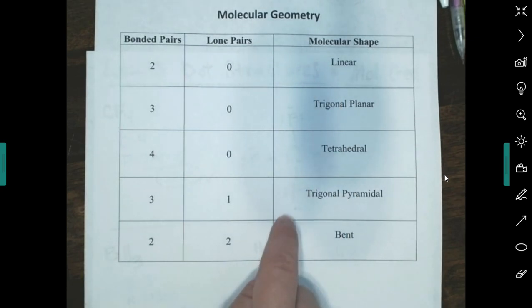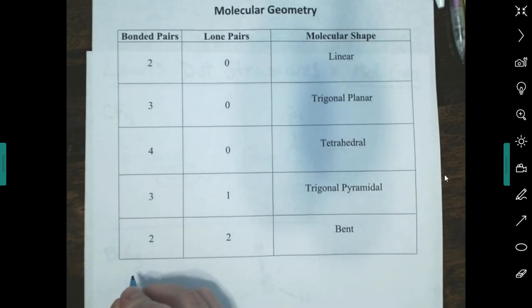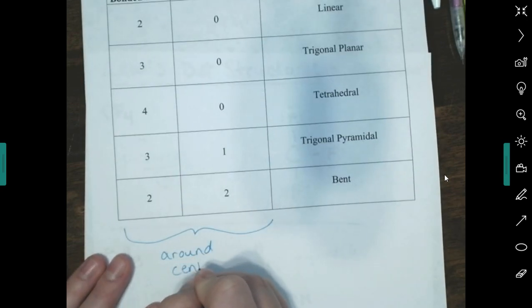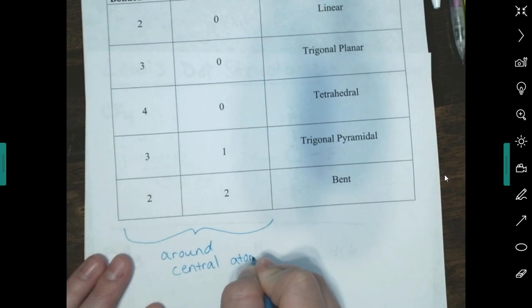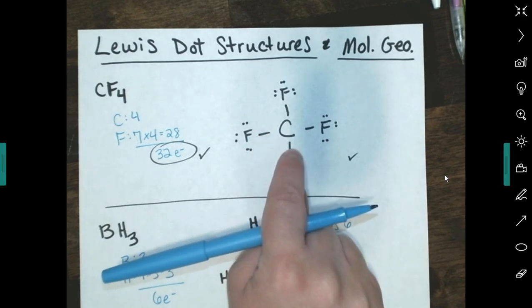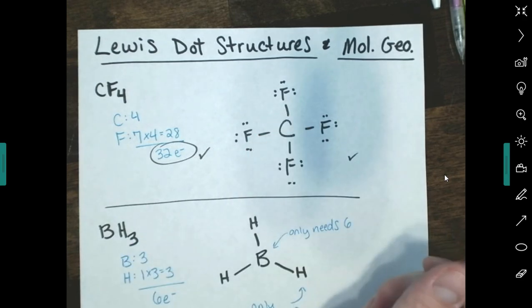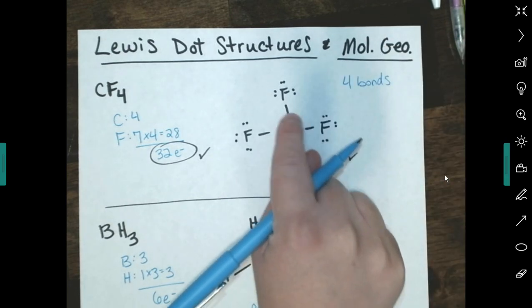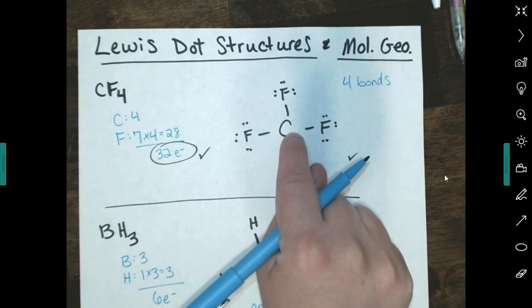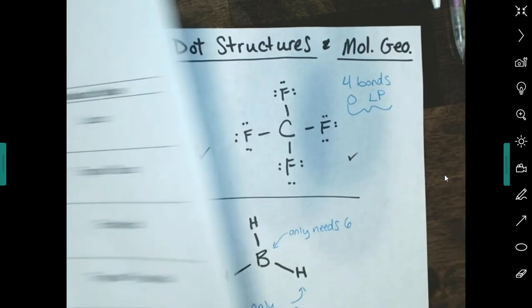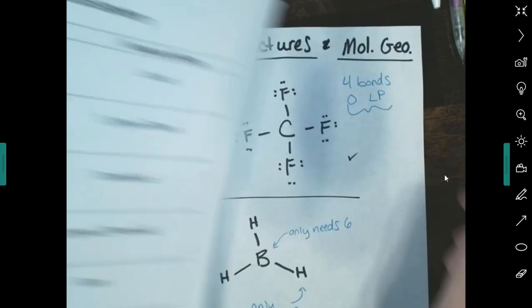These are the molecular shapes you need to know for comps, and these are around the central atom. So let's figure out what the shape is for each of these. For this first one, here's my central atom. Let's count up how many bonds. 1, 2, 3, 4 bonds. It has 4 bonds, and how many lone pairs around carbon? None. This is a lone pair, but it's not around carbon. So I have 0 lone pairs. So that would be, let's see, 4 bonds, 0 lone pairs, that's tetrahedral.